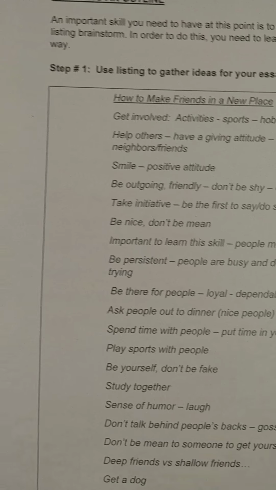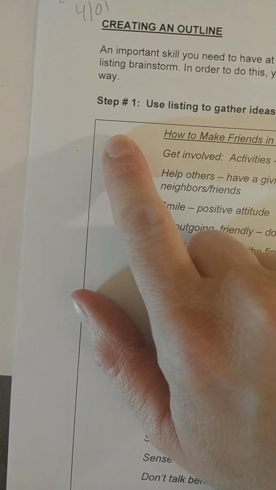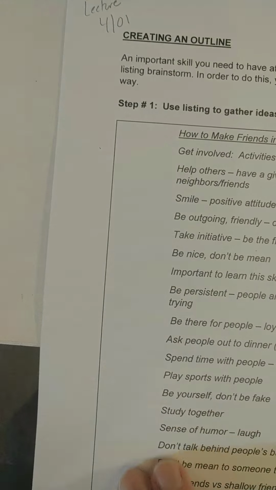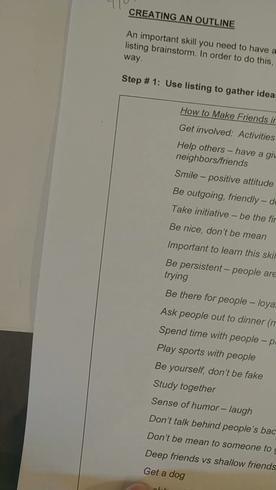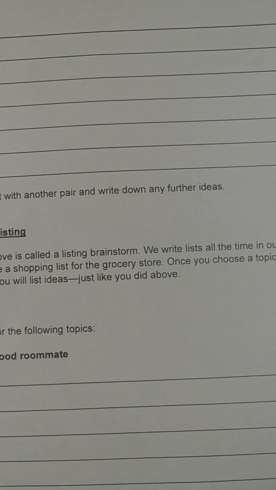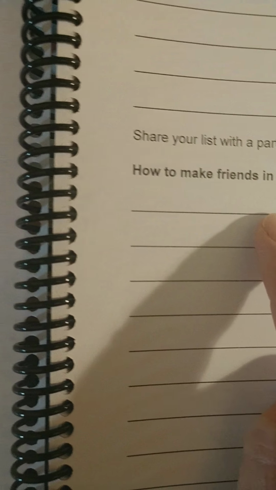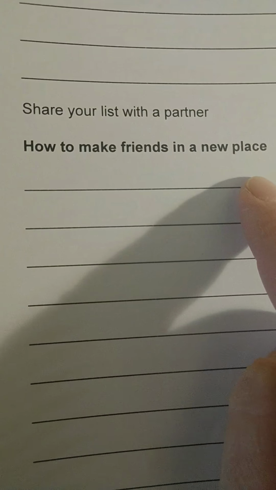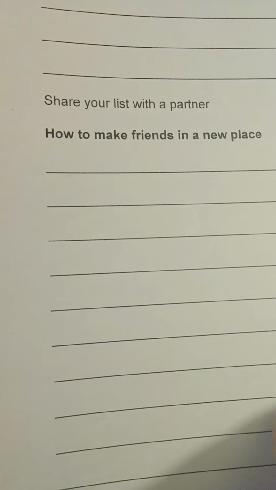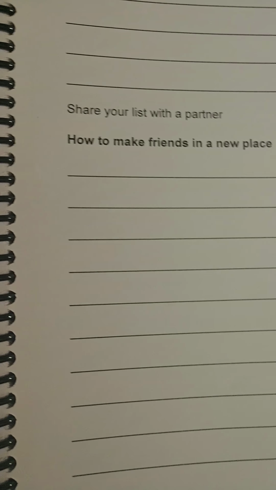In this chapter, I gave you some steps on how to create an outline, and I specifically used a listing brainstorm for it. Take a minute and look at step 1: use listing to gather ideas for your essay. We did this for an assignment, so before you even watch this lecture, you should do the assignment that I assigned on page 69, how to make friends in a new place. You need to do this first before you listen to this lecture, because it'll make more sense when you finish this.